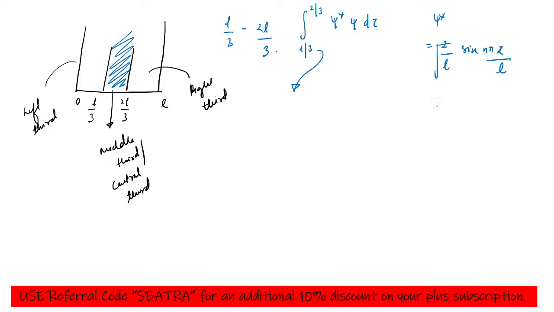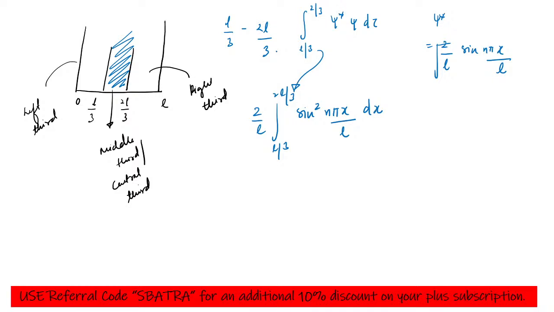So what we are going to do, this psi star is also this particular function, and this psi is also this particular function. Okay, so what we can write down, if I just substitute the value, so I'll be getting something like this: 2 by L integral from L by 3 to 2L by 3 of sine square n pi x by L dx. This particular part we have to find out.